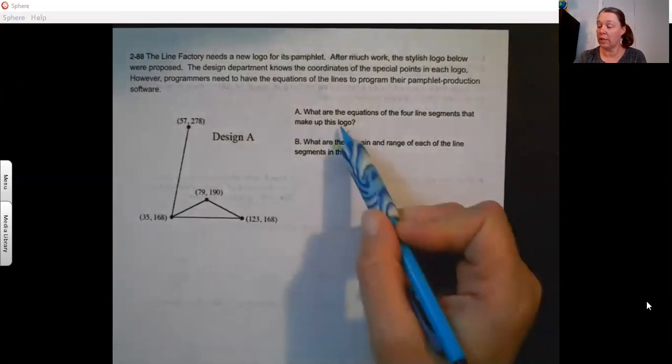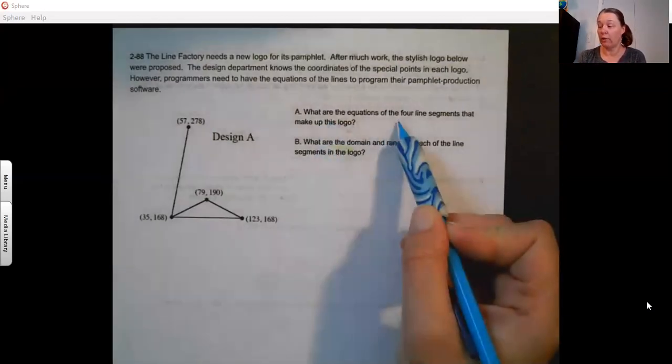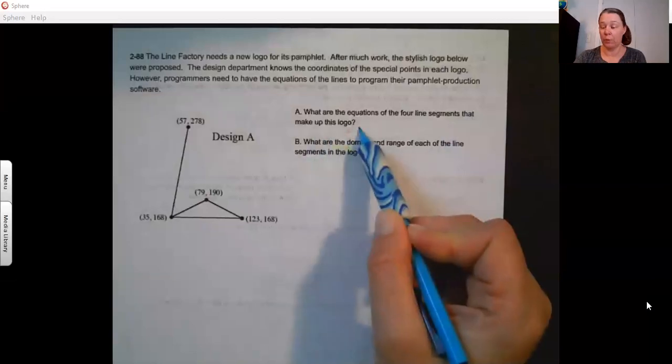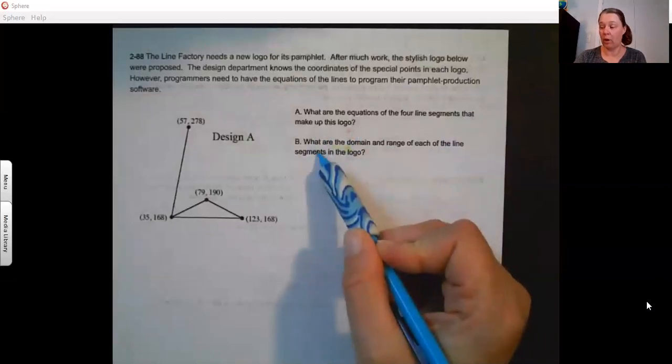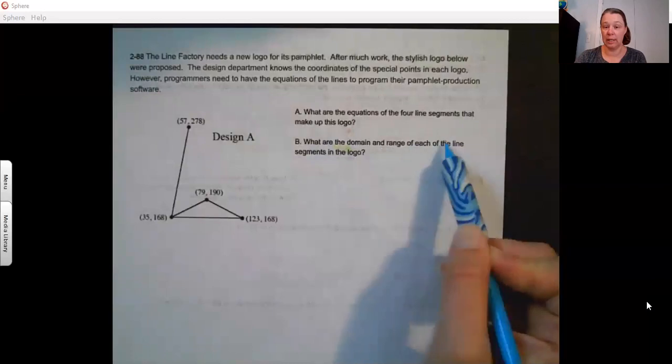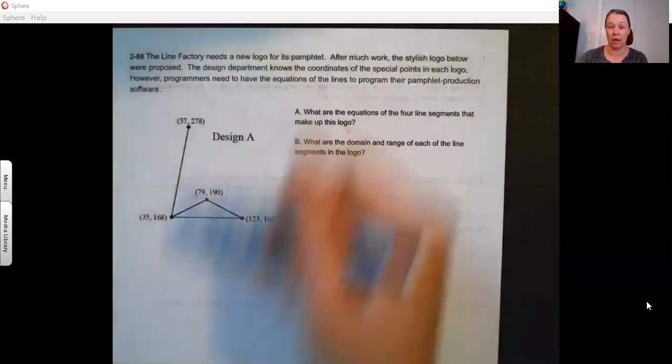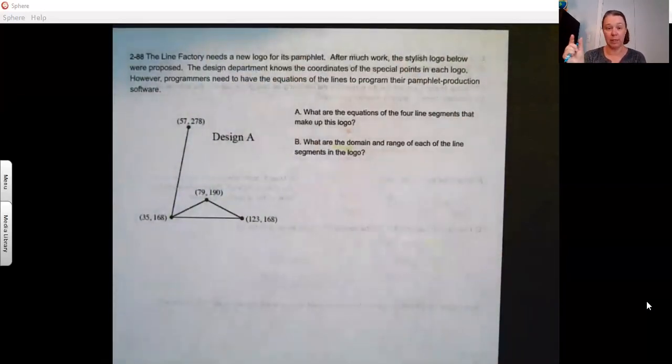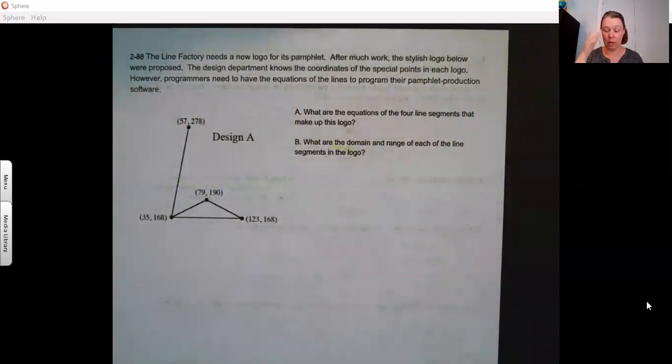So what we want to do is figure out what the equations are for the 4 line segments that make up this logo. And then also what we want to think about are what are the domain and the range for each of these segments, because these lines don't go up and down forever. We're looking at them on a specific interval. So we're also going to think about that. It doesn't really matter which one we start with.